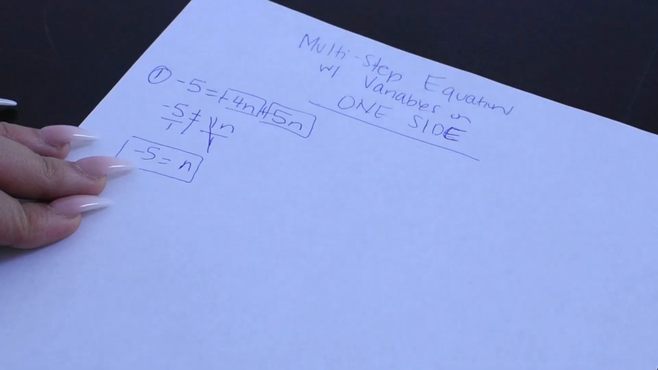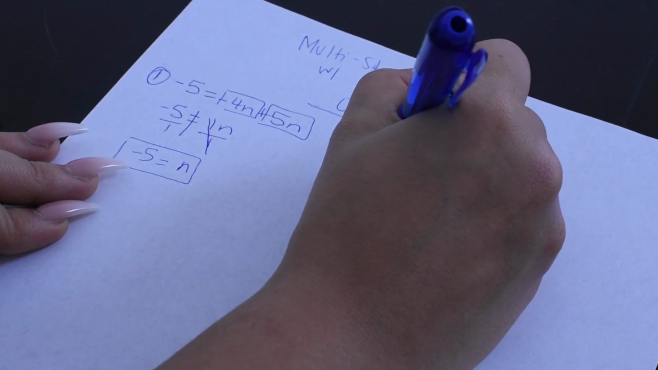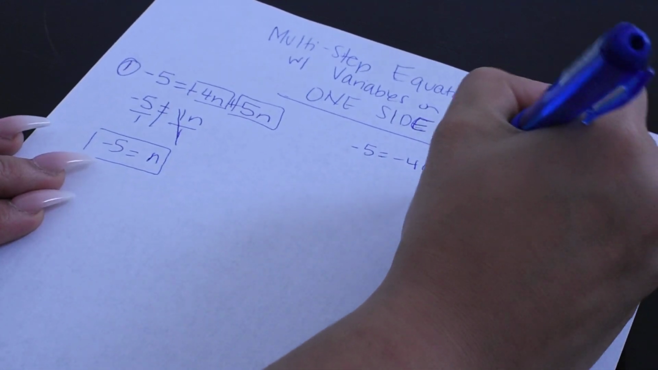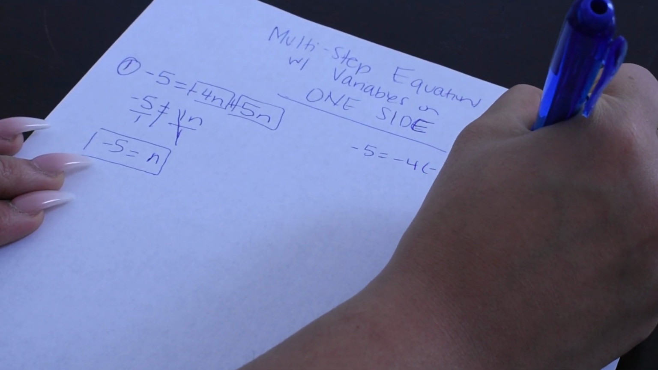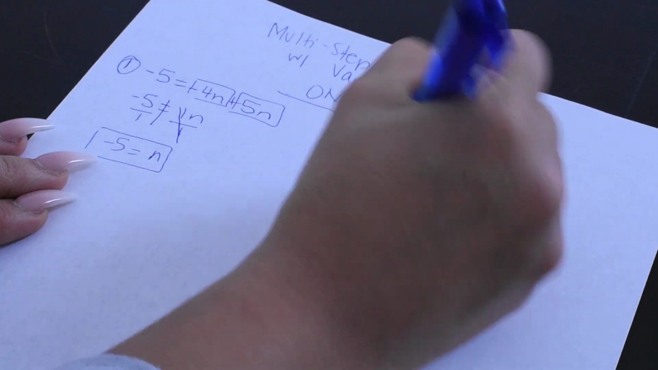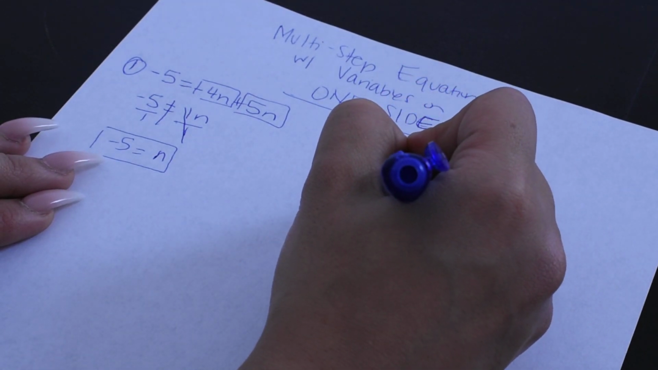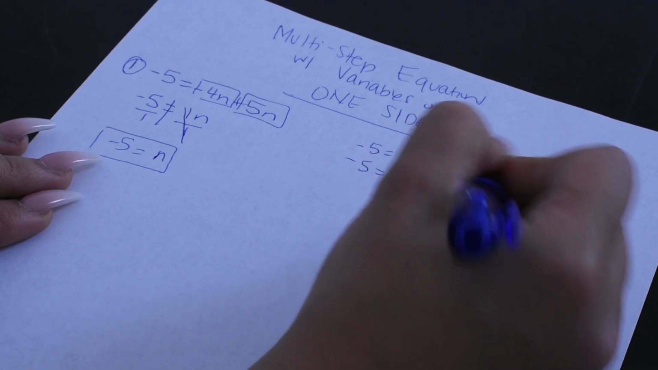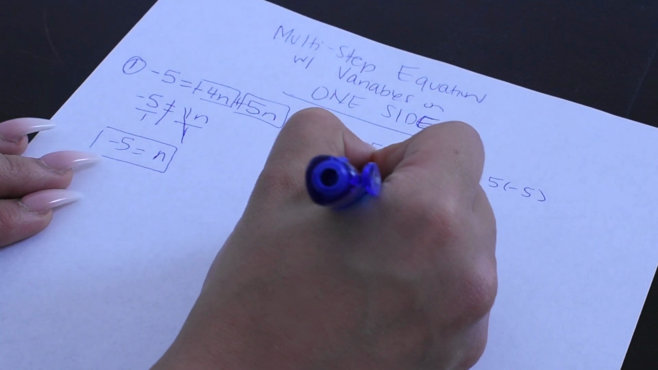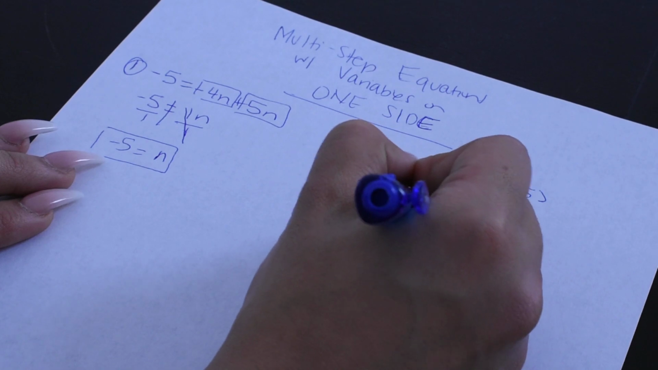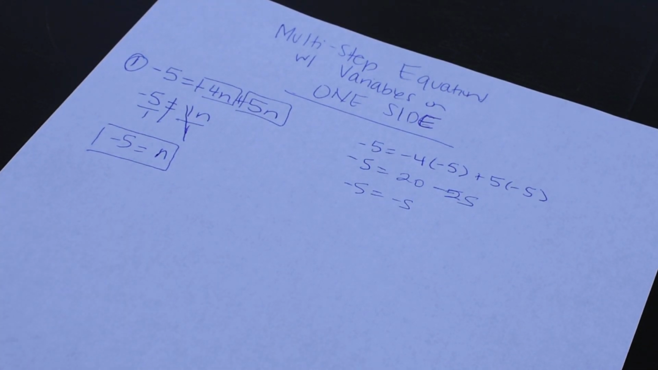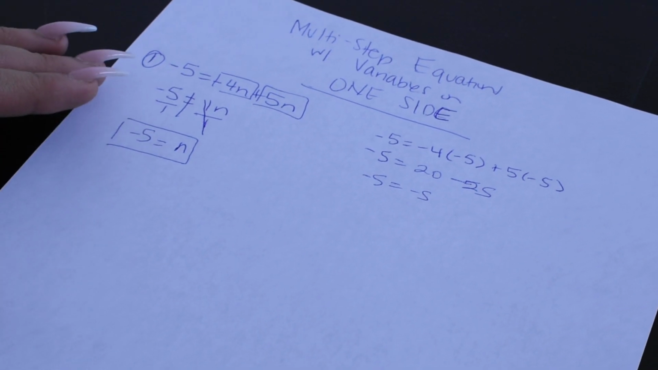So here is where I'm going to check. -5 equals -4, and n is -5, plus 5 times -5. So -5 equals -4 times -5 is a positive 20. And then 5 times -5 is a -25. So 20 minus 25. -5 equals 20 minus 25 is -5. Cool. We got the answer. It looks like an S and not a 5. My bad. All right. Next problem we are going to do.